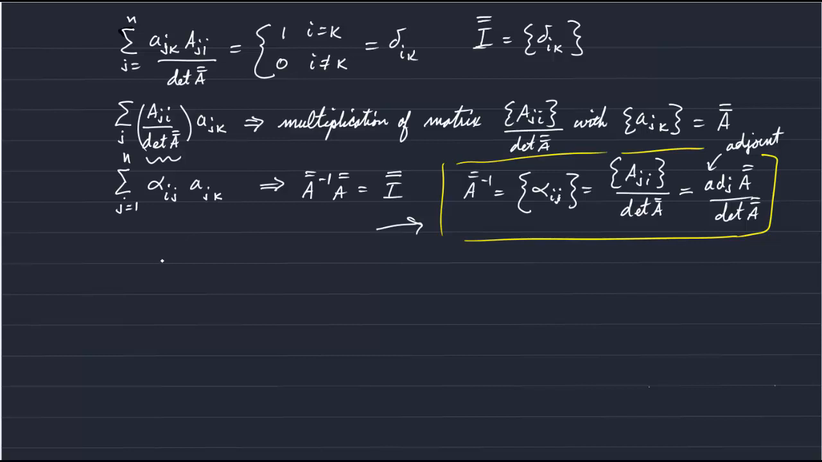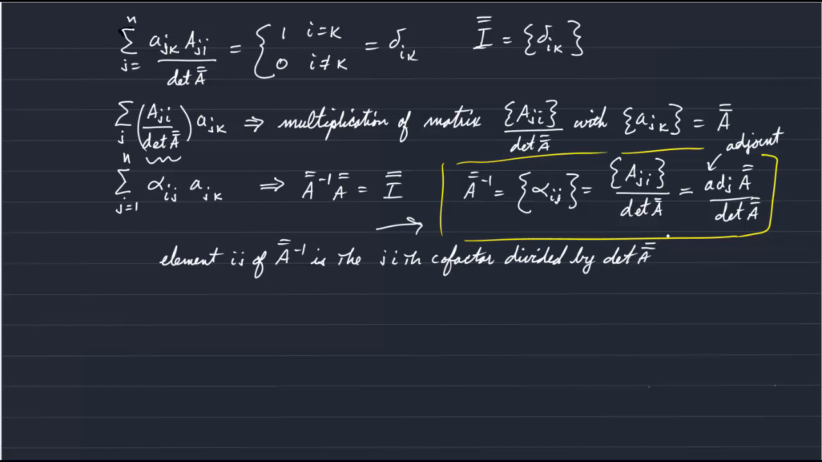This is saying that the element ij of the inverse matrix is the j-ith cofactor divided by the determinant of A. So now we need to, well, let's write this out here.